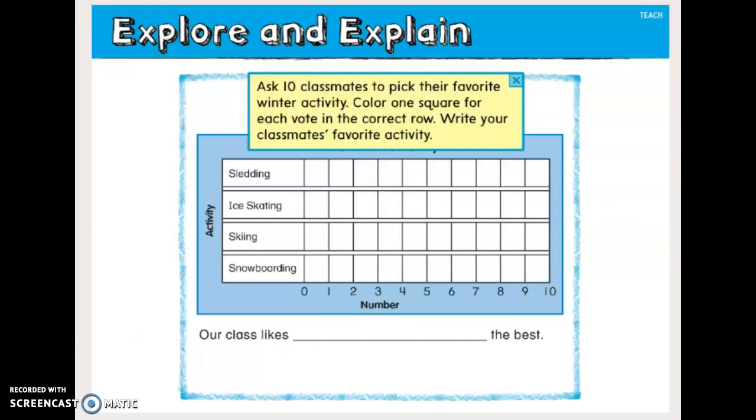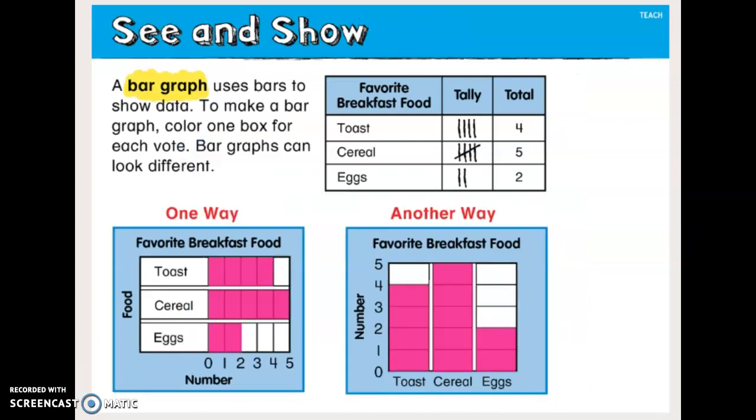And we're going to skip this question, and we're going to move to this one. This is our vocabulary word, bar graph. So a bar graph uses bars to show data, whereas a picture graph uses pictures. They kind of are self-explanatory. To make a bar graph, color one box for each vote. Bar graphs can look different. Here's our vertical way and our horizontal way.